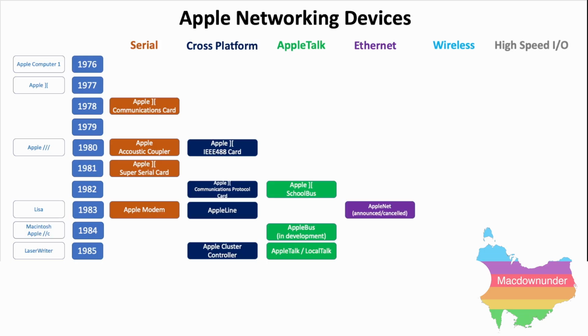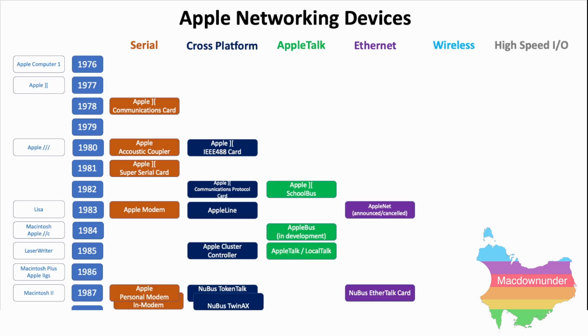In fact, you can even use one of those devices to be a modem, so you could dial into your Apple Cluster Controller and talk to your IBM mainframe from home. In 1986, the Macintosh Plus was released, as was the Apple IIgs. And the reason that I leave this up here is that, of course, that's when we got the 9-pin mini-DIN serial connector. In 1987, the Macintosh II was relaunched.